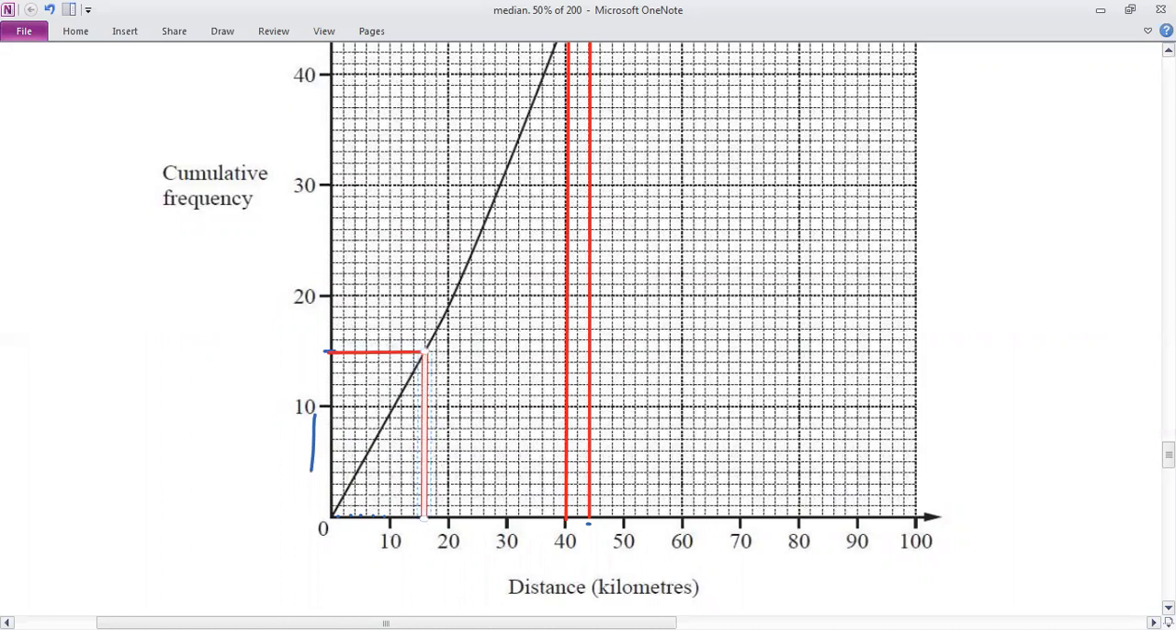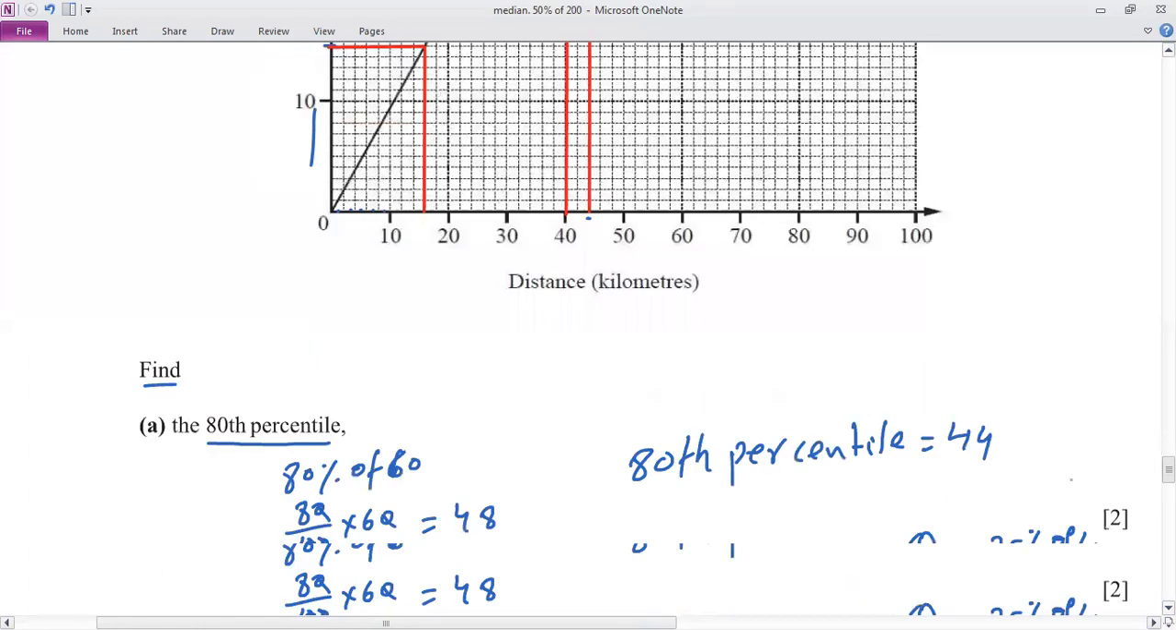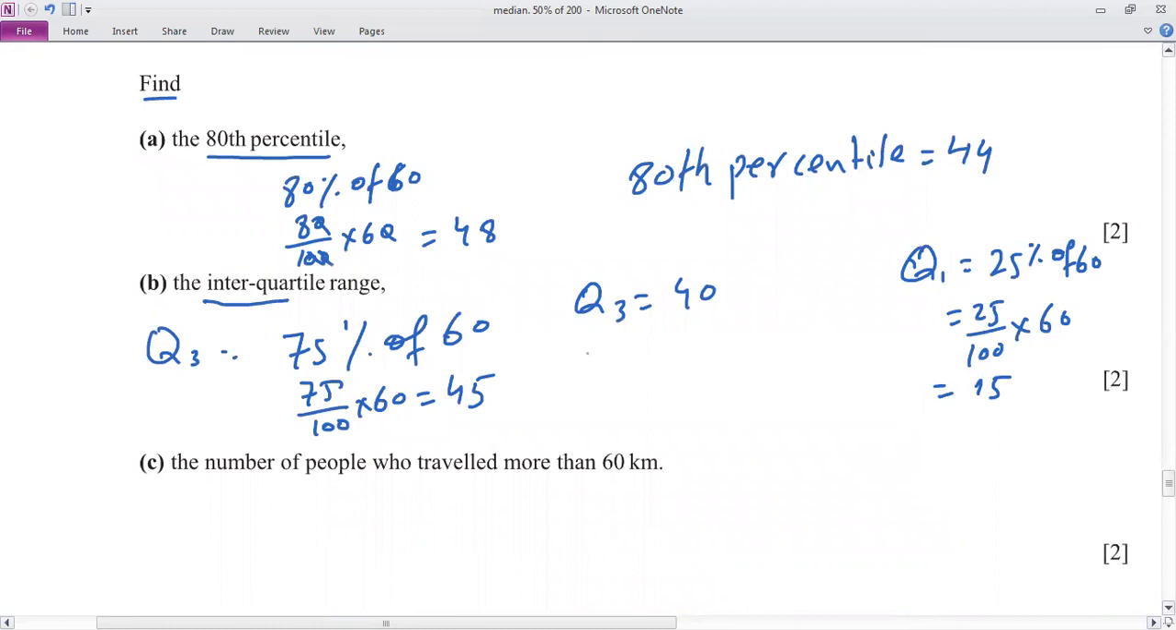What is this number? This number is going to be 10, 12, 14, 16. So this is 16. It means Q1 is 16. So Q3 will be 40 minus 16. That will be 24.